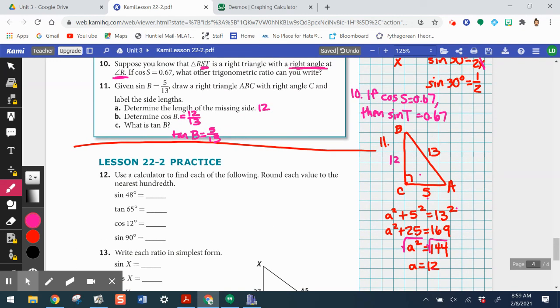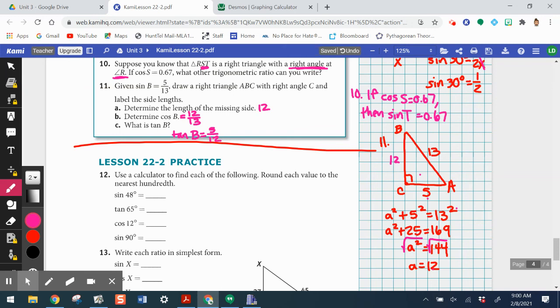Because on part B, they want us to write the cosine of B. So the cosine of B is the ratio comparing the adjacent side of B, which would be this side BC, which is 12, comparing it to the hypotenuse, which we've already established is 13. So the cosine of B, 12 over 13. Last and certainly not least, the tangent of B is the opposite side of B, which we've already established is 5 back here in the sine of B, 5 over the adjacent side of B, which we just established is 12. So the tangent of B, oh, I see I have an error. It's 5 over 12, not 5 over 13.